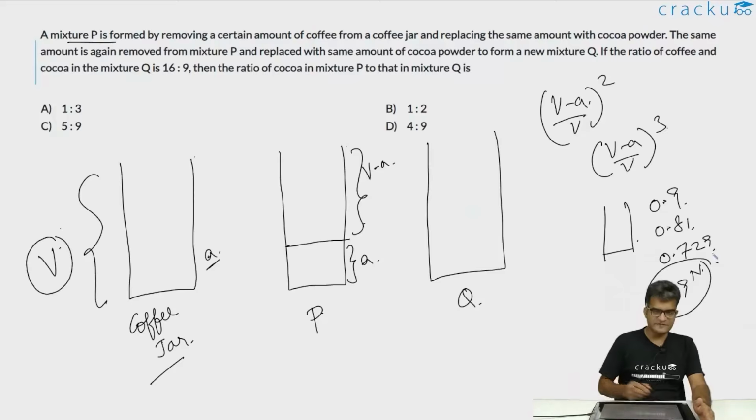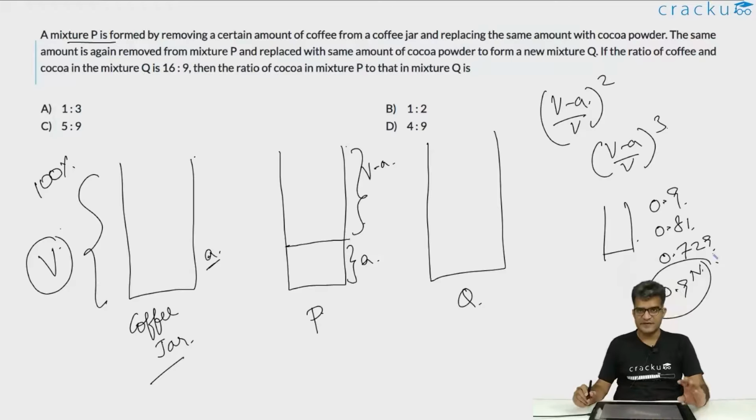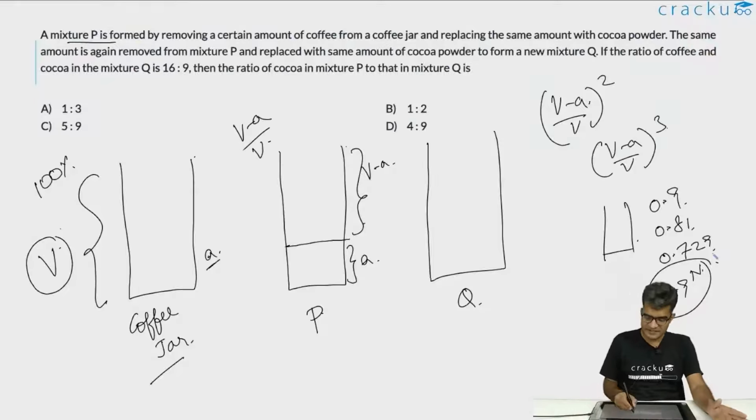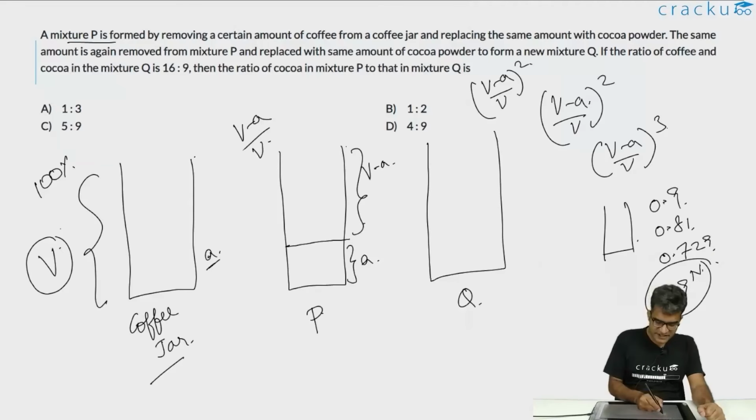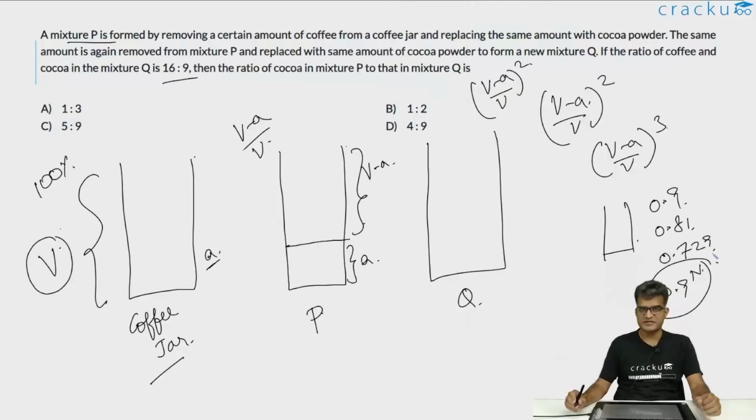all of this V is coffee. Initially, the percentage of coffee is 100%. After replacing it for the first time, the percentage of coffee will be V minus A divided by V. After replacing it for the second time, the percentage of coffee will be V minus A by V whole square, and so on. Here what we are told is that the ratio of coffee to cocoa in mixture Q is 16:9.